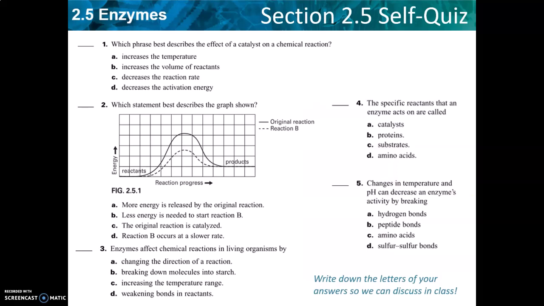So the last thing that I want to leave you with here is just an opportunity to do a little self-quiz. This is from your textbook, and go through, look at these questions, find a place somewhere on your note sheet just to jot down your answers from 1 through 5, and we will discuss these when we come into class and discuss enzymes. So hopefully you found this to be helpful, and I will see you in class.